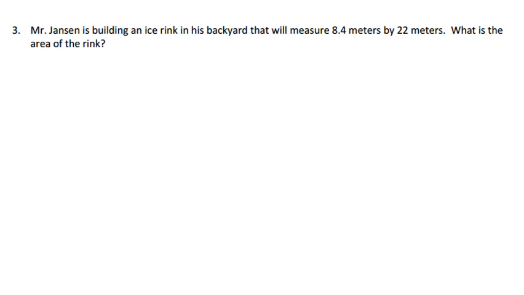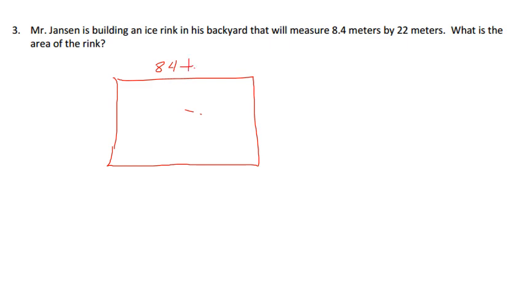Mr. Jansen is building an ice rink in his backyard that will measure 8.4 meters by 22 meters. What is the area of the rink? Well, if you think of it as area, it says 8.4 meters, so it'll be 84 tenths in meters. And then it'll be 20 meters by 2 meters.